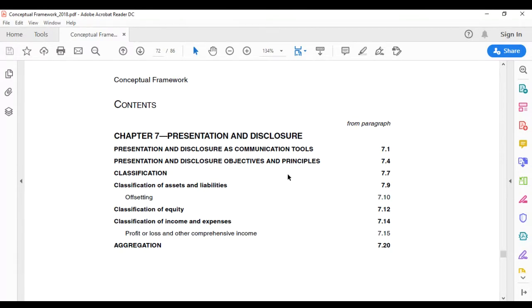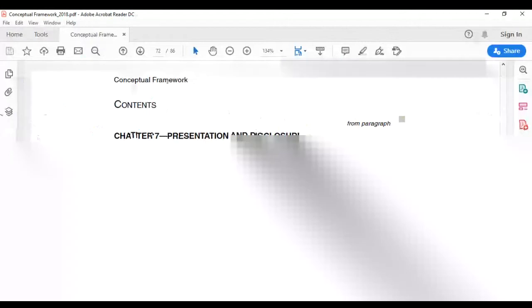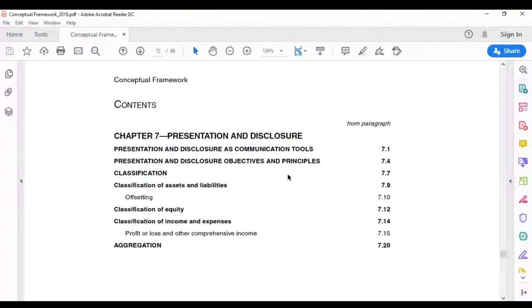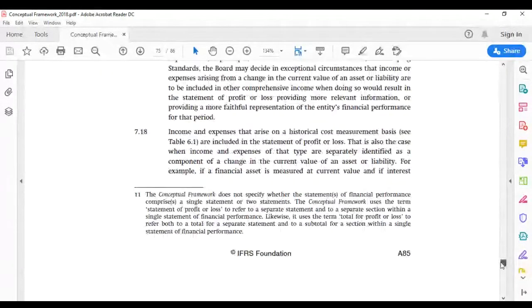financial position, but rather in the notes to the financial statements, right? So the additional disclosure will appear in the notes. There you will provide more information with regards to each item that has been presented on the face of your statement of financial position or statement of comprehensive income or statement of cash flows and so forth. Okay, that concludes this discussion.